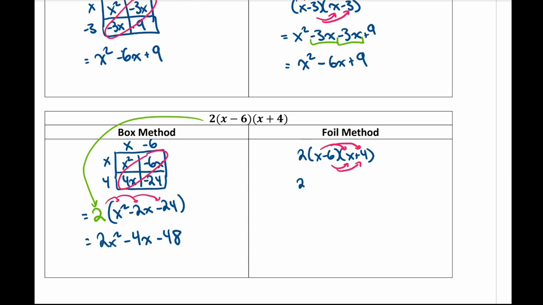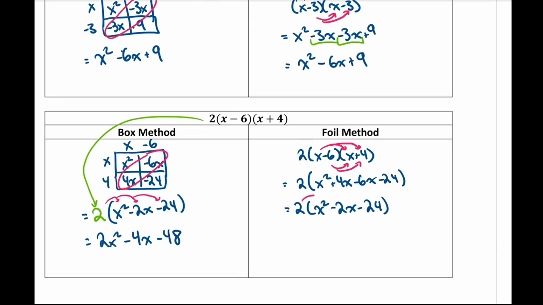So I get 2 equals x times x is x squared. X times 4 is plus 4x. Negative 6x, negative 24. If I wanted to, I could multiply the 2 through to all of these terms, but I might as well simplify the bracket first just to make it a little bit easier because there will be fewer terms that I have to deal with.